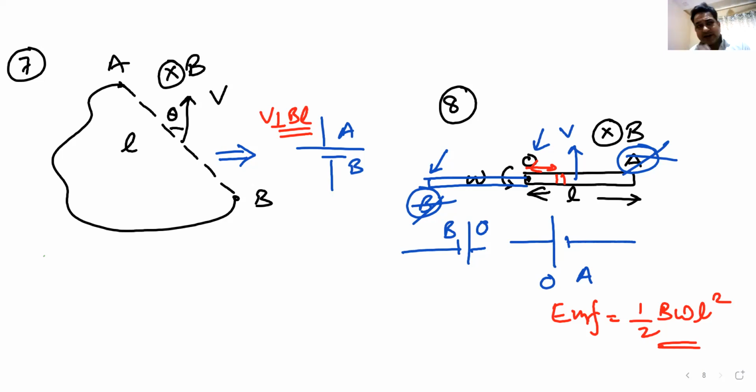Probably I will be finding this dB by dt by tomorrow, and then in the last class we can move on to inductors and inductances. Okay, so that's how I will plan. In 3 to 4 classes, I should be able to finish your EMI. That's what my plan is.